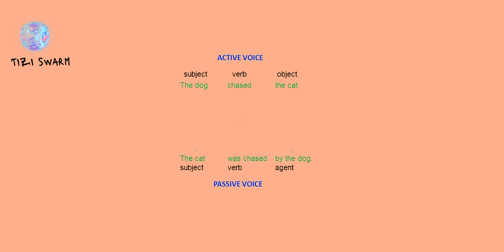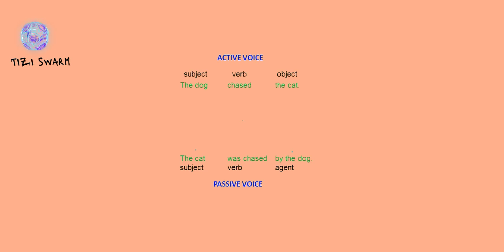Answers. The active voice is subject, verb and object. In the passive voice, the object comes to the front of the sentence and functions as the subject. The verb remains in the same place, but it needs to take on an auxiliary verb, was in this case, and the subject is tagged on to the end of the sentence, and it's what's known as the agent.